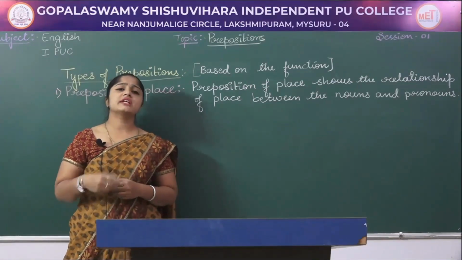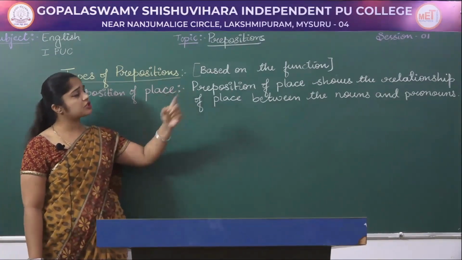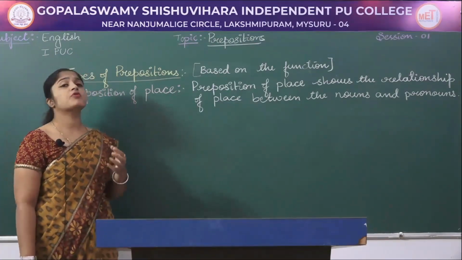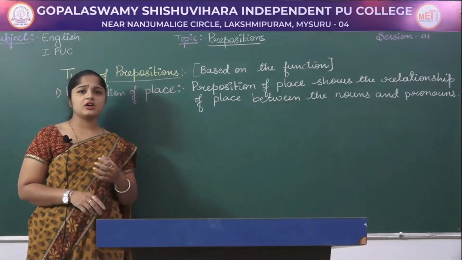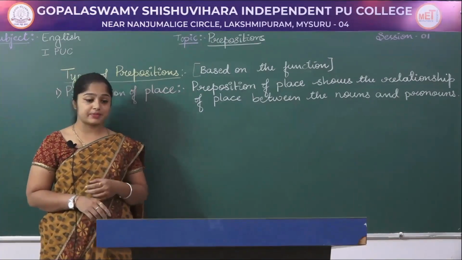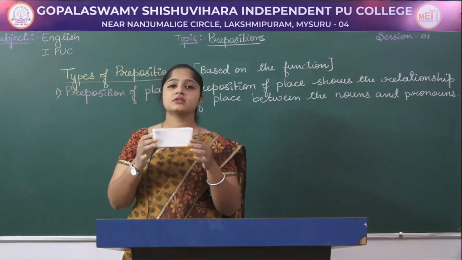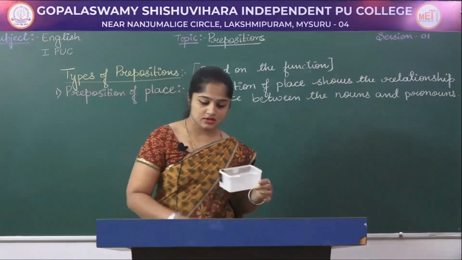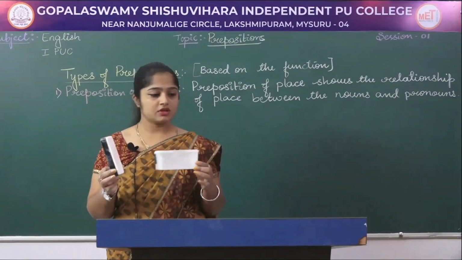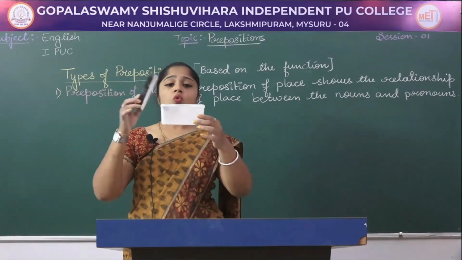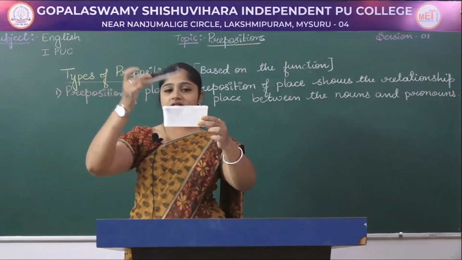Okay students, the next type of preposition is the preposition of place. This preposition of place shows the relationship of a place between a noun or a pronoun. In order to understand it better, we'll see some examples. So what is this? This is a box, right? And this is a duster. So where is the duster now? I have placed the box here and the duster here.